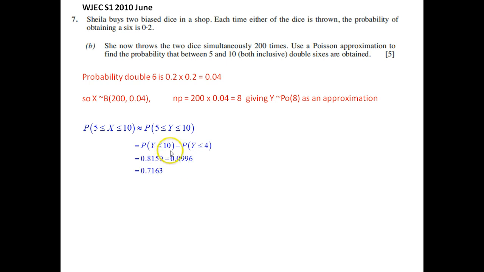So we want up to the value 10 minus up to and including the value 4, so that we are keeping the value 5. Looking up tables, for m is 8, we get 0.8159 for up to and equal to 10, and 0.0996 for up to and equal to 4. Take them away, and we get our probability that we have between 5 and 10 double sixes inclusive, being 0.7163.